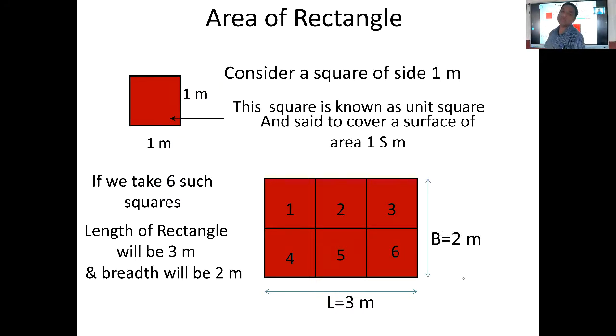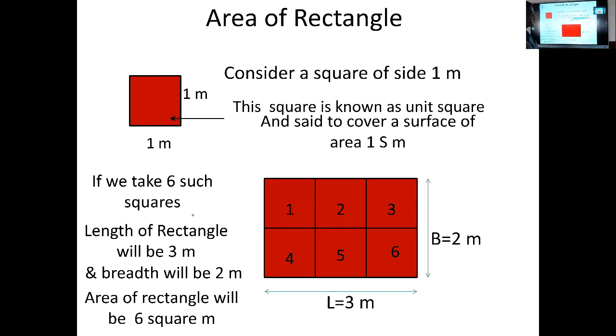What about the area that is covered by this rectangle? See how many squares of 1 meter by 1 meter can fit inside this rectangle of length 3 meter and breadth 2 meter. Yes, 1, 2, 3, 4, 5, and 6. 6 squares of 1 meter by 1 meter can fit inside the rectangle of 3 meter by 2 meter, and the area of this rectangle is known as 6 square meter.